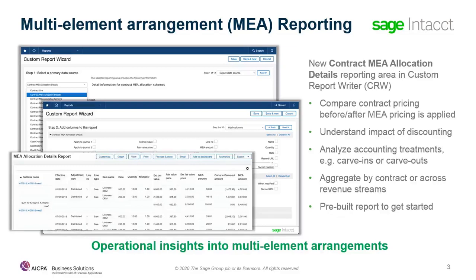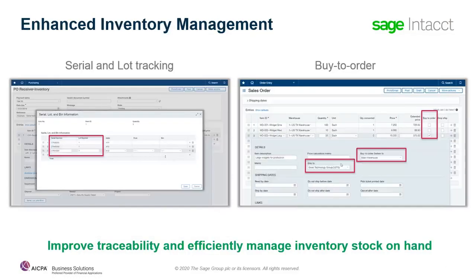You can view the results at a contract level or in aggregate across revenue streams. And to make things easier, we're also providing a pre-built MEA allocation details report that you can use as a starting point for your own custom reports.